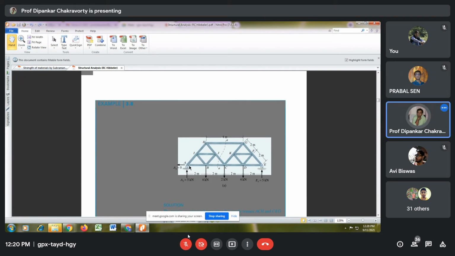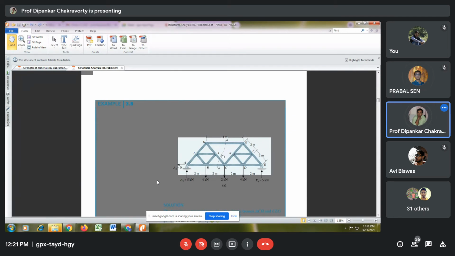But if you take a section AA as it has been shown, then you see three members have been cut. Have you understood? So once three members have been cut, are you seeing the section?